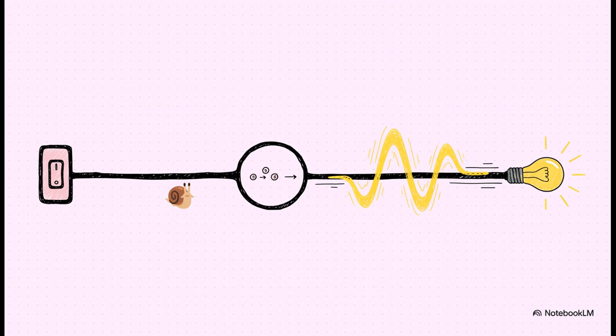But then there's the signal speed. The moment you flip that switch, an electric field, basically a get moving command, zips through the entire wire at nearly the speed of light. This signal doesn't carry electrons from the switch to the bulb. It just tells the electrons that are already sitting at the bulb to start moving. Think of it this way. The command is fast, not the soldiers.